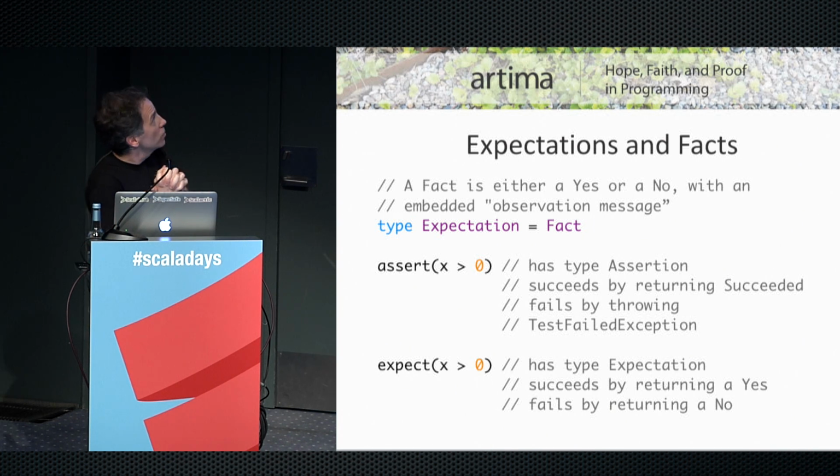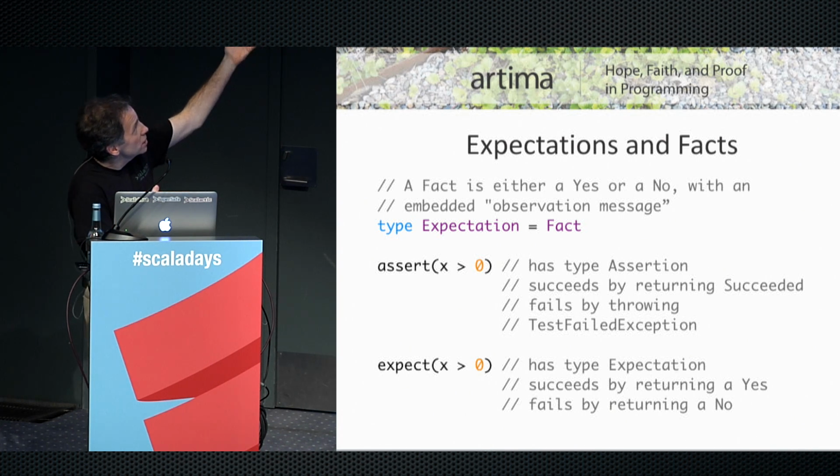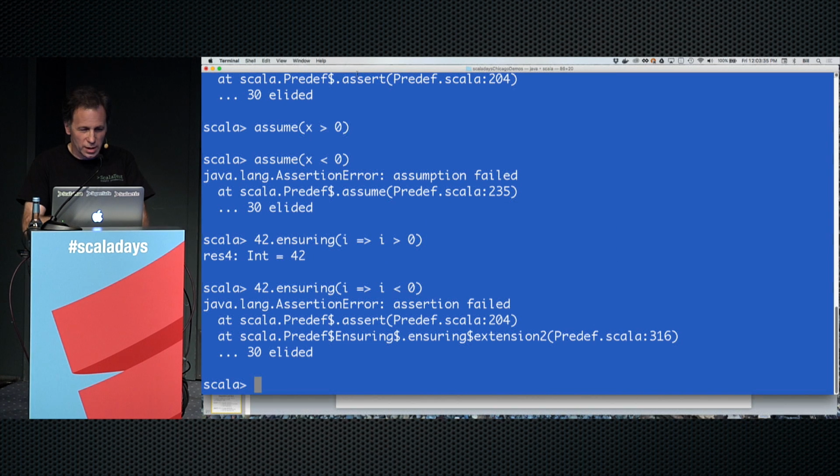So when you say assert in ScalaTest, that has type Assertion. If it succeeds, it returns Succeeded. If it fails, it throws TestFailedException. So let me show that.